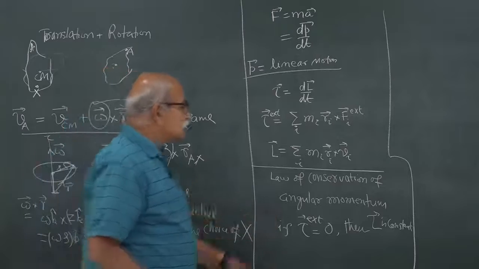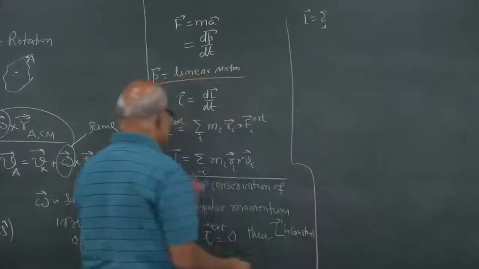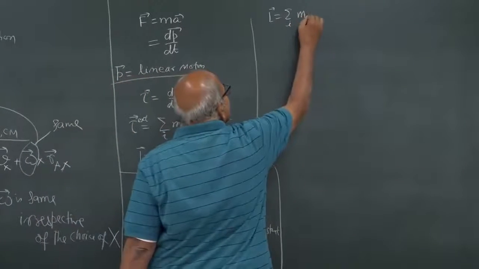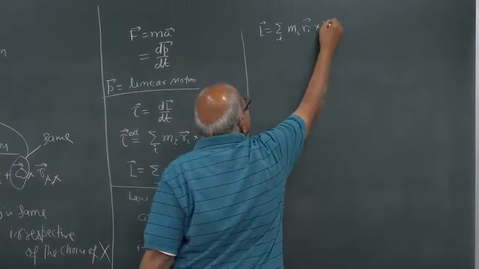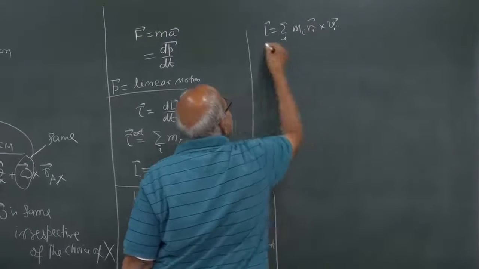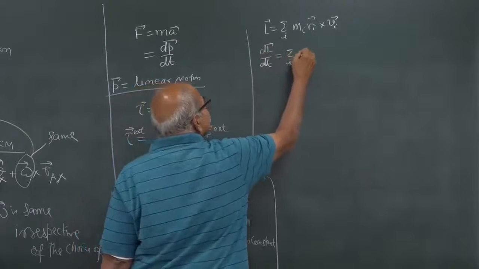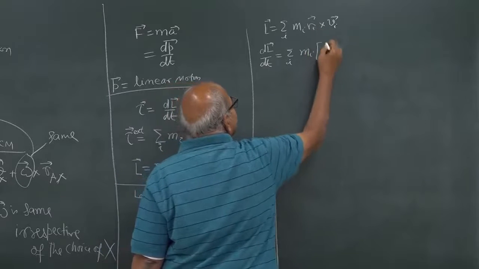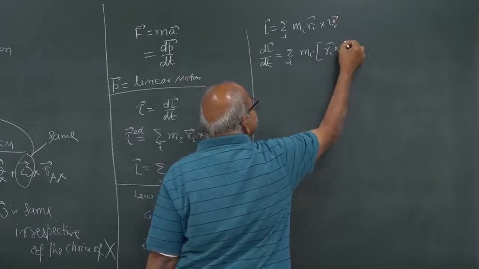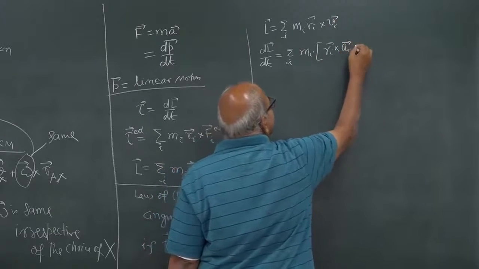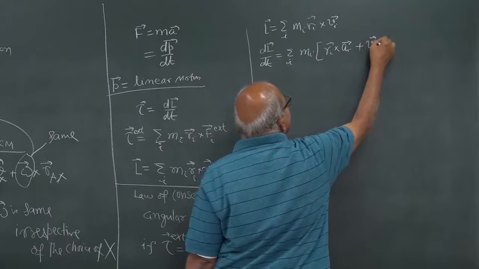And you can show this because when you write L, L is the summation over i of m_i r_i cross v_i, or you can write p_i here, no problem. And if I differentiate it with respect to time, this will be equal to the summation over i of m_i and then r_i cross differentiation of this, which will be the acceleration of the ith particle, and then plus differentiate this, that will be v_i cross v_i.